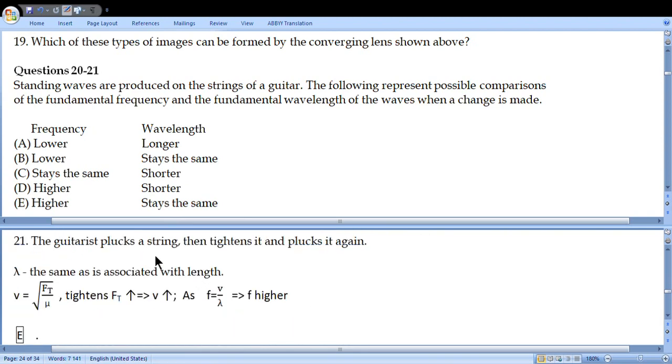Now the guitarist plucks a string, then tightens it and plucks again. In this case, the same lambda doesn't change, and speed increases because tension increases, and frequency then increases. So in this case, we have higher frequency and the same wavelength, so E.